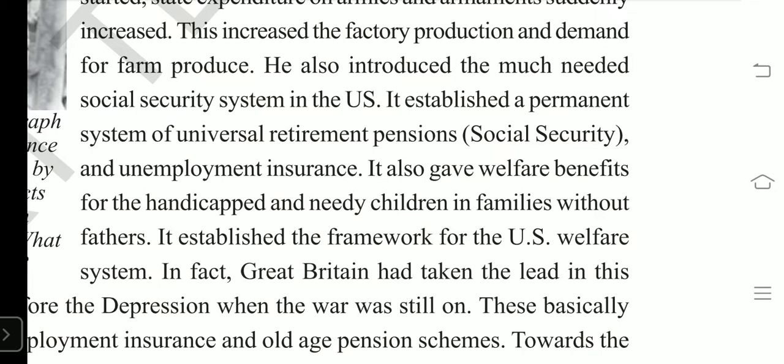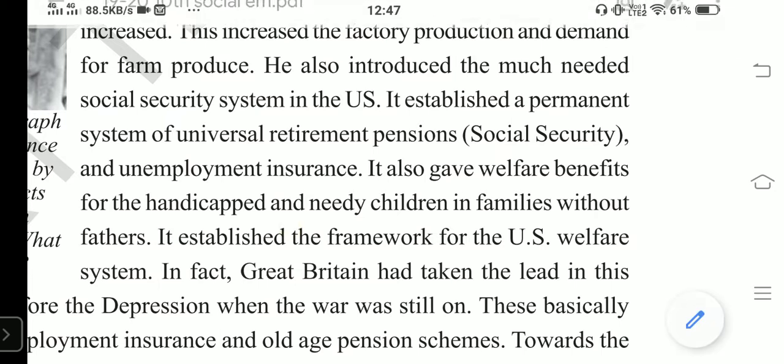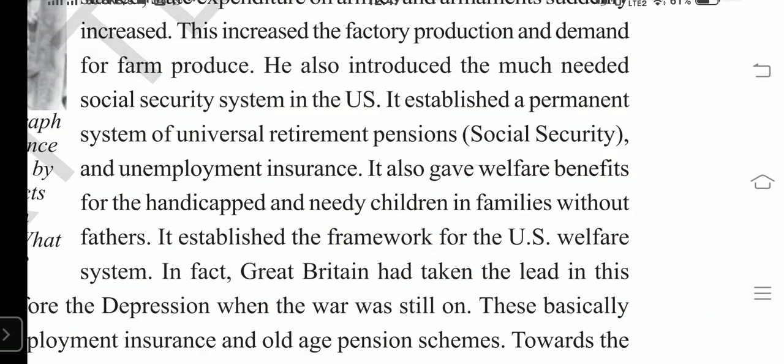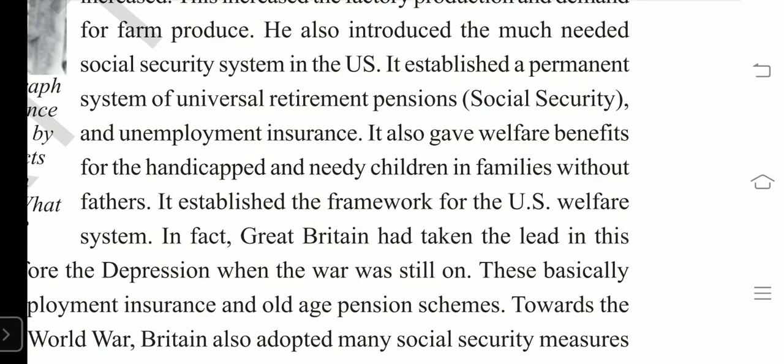So American President Franklin D. Roosevelt went for introducing a system of universal retirement pension. The pension will be given to those who retired from their jobs. That is called social security and unemployment insurance. Those who are unemployed, for them also some pension is paid to meet their expenditure. That is called unemployment insurance.